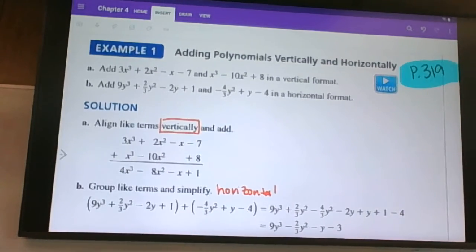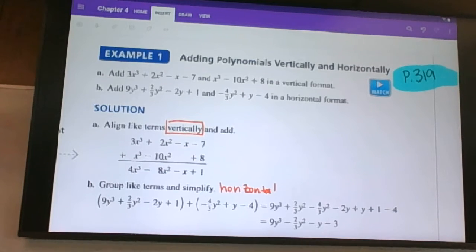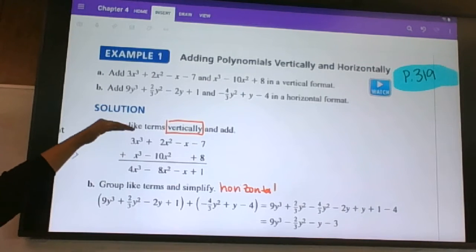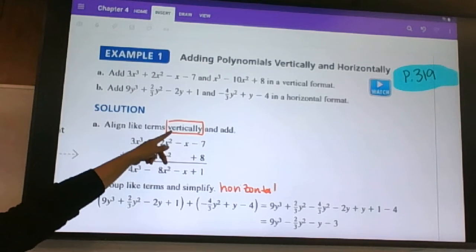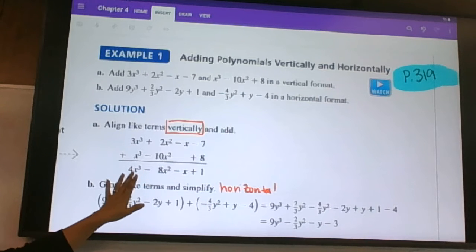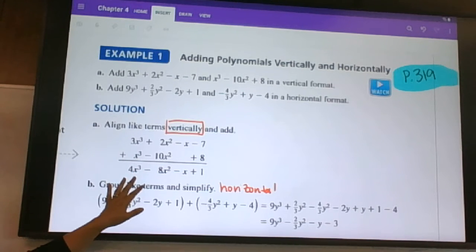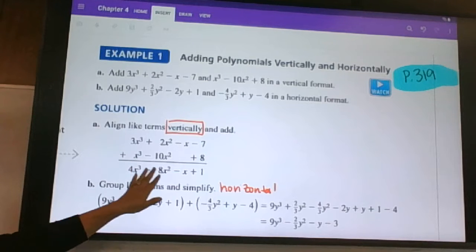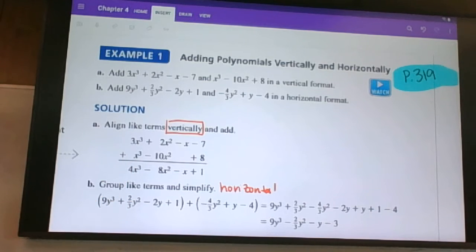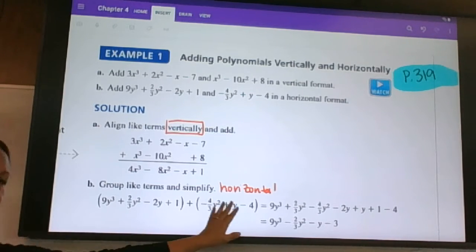So I'm just going to look at this example for a moment. This is adding. It's on page 319. We already did this last chapter, so when you add polynomials, there's two options. You can stack them up vertically and add down, and that's what we did with elimination. With adding, you can stop here with this sum. You can also just leave it going sideways and combine like terms. And for most of the chapter, we're going to leave it sideways.